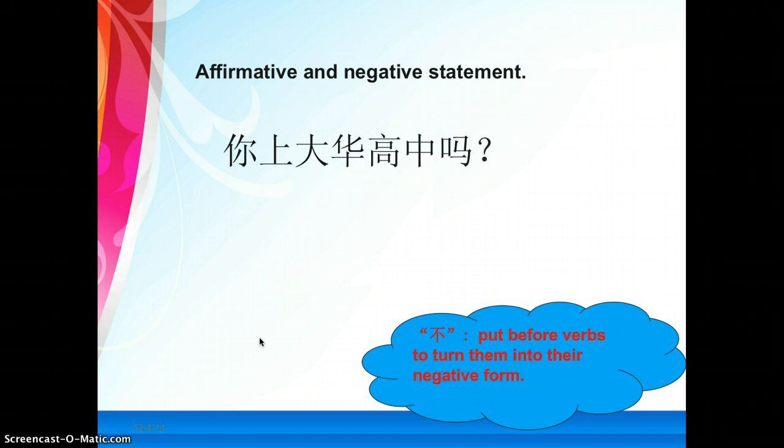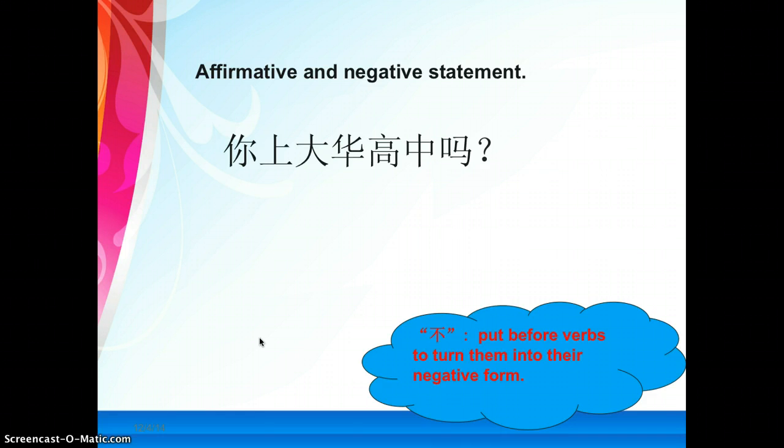Now let's look at this, and it's kind of a review. We learned this before: how to do affirmative and negative statements. Let's look at this question first. 你上大华高中吗? So see 吗, do you still remember 吗? When you put 吗 after a statement, the statement changes into a yes or no question, like 你好吗? You good? Like 你是中国人吗? You Chinese? So the answer will be yes or no, right?